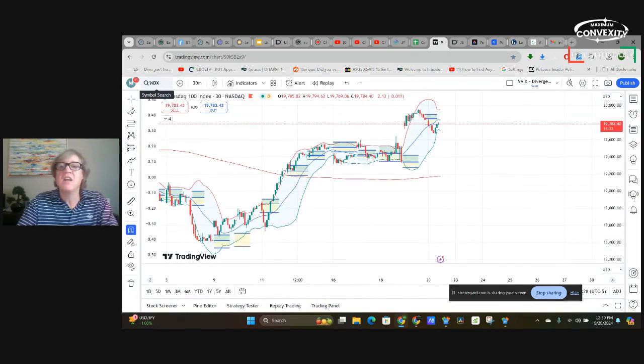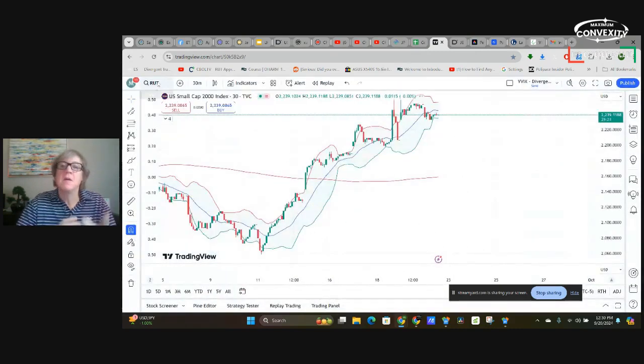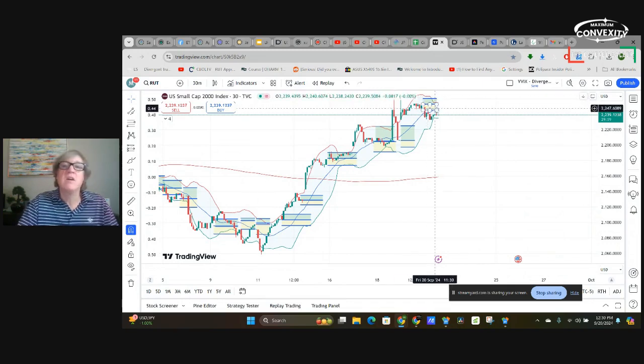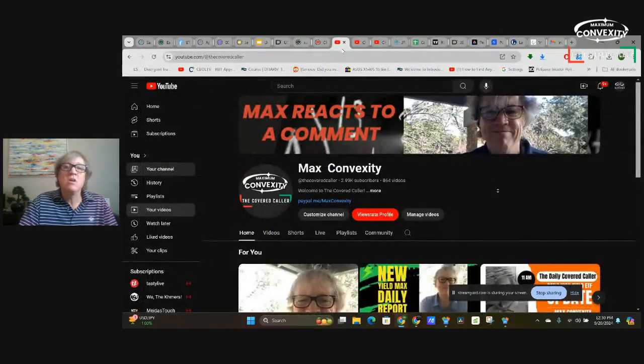Look at NASDAQ. It's recovered. It's about right to the bottom line right now. So it looks like it's about a break even. And Russell is still a little shy of theirs. Russell looks like it would be a loss.